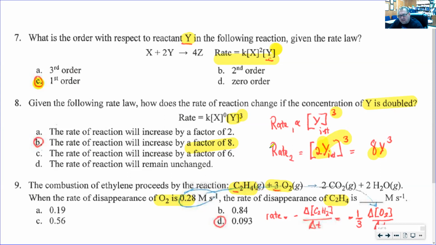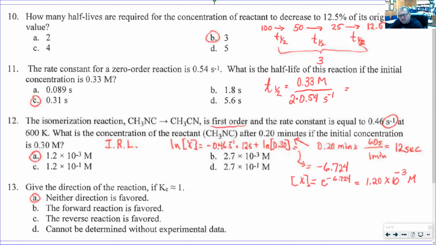So if we look at rate is equal to a negative change in concentration of ethylene divided by change in time, and I compare that to the rate of the oxygen, it's the negative 1/3 of the change in O2 versus change in time. So if I take and find out what this one is, it's simply 1/3 of what this value was. So I just divide it by 3 and divide it by 3, and I get choice D in the answers.